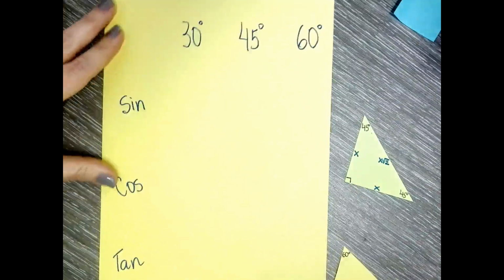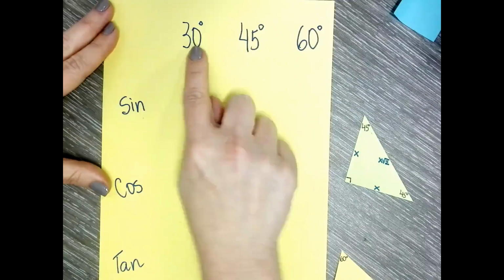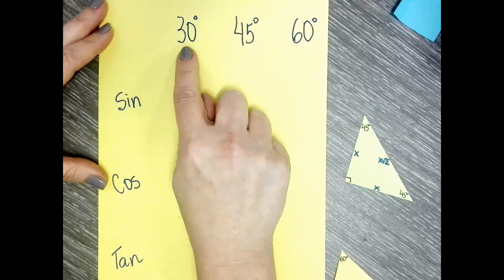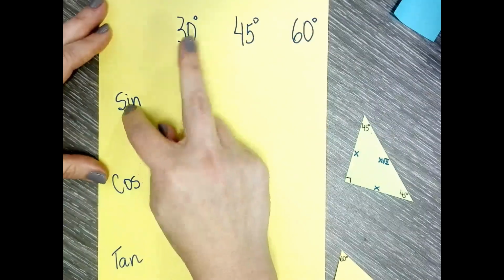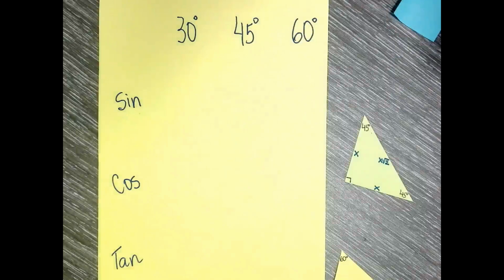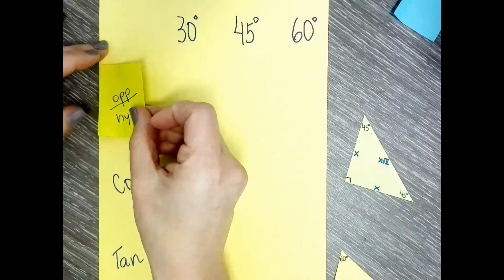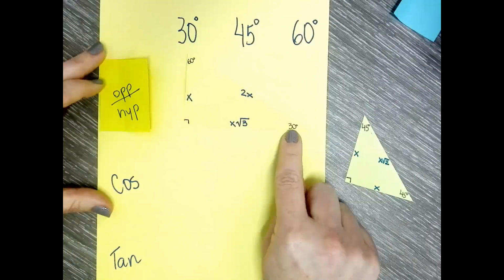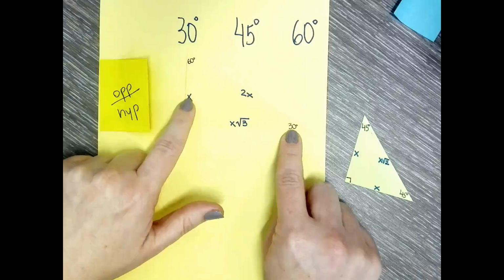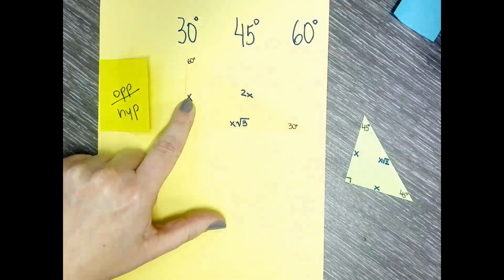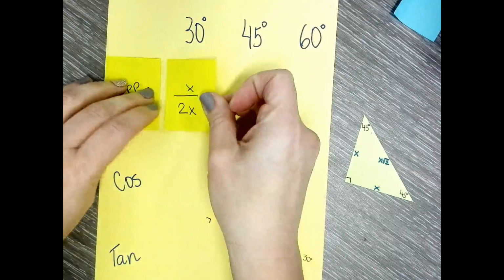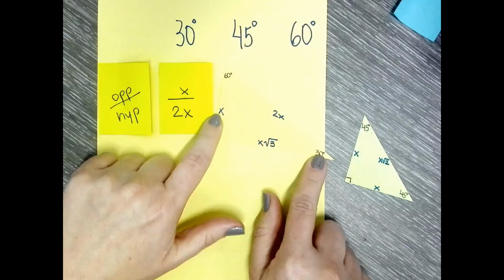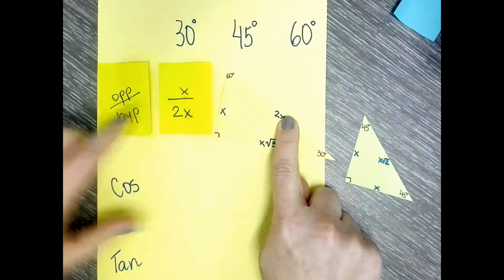So this is your chart, and that's how you're going to start out: 30, 45, 60, and then sine, cosine, and tangent. For us to find sine of 30, we need to understand that sine is opposite over hypotenuse. Here I have 30 degrees. Opposite is this guy, hypotenuse is this guy. So opposite of 30 is x, hypotenuse is 2x, and that's what we have there.